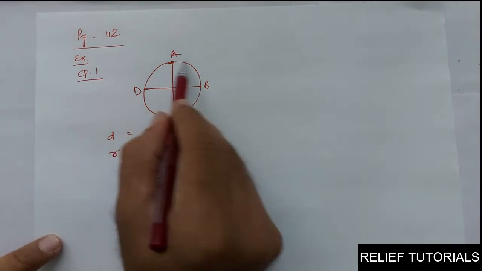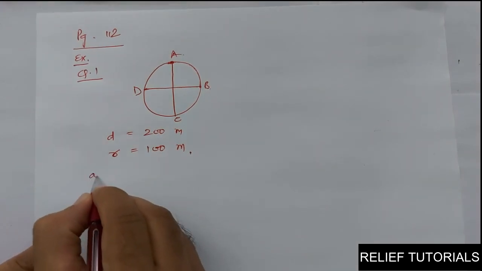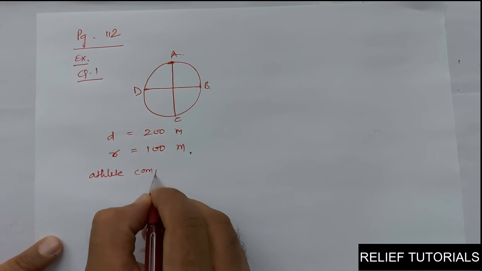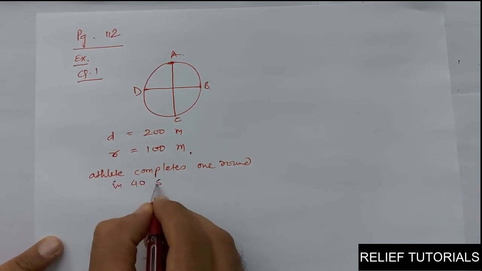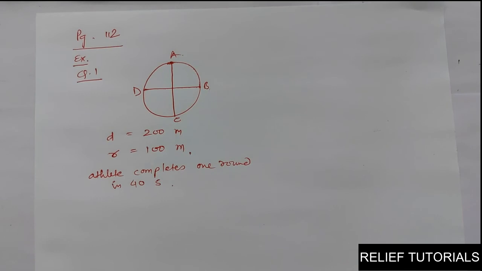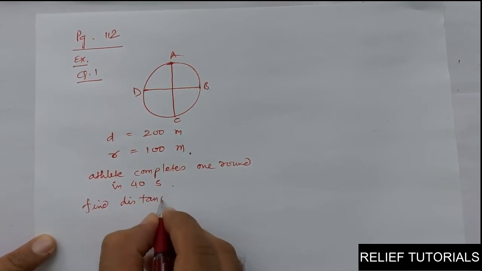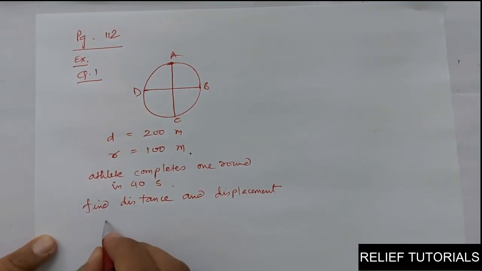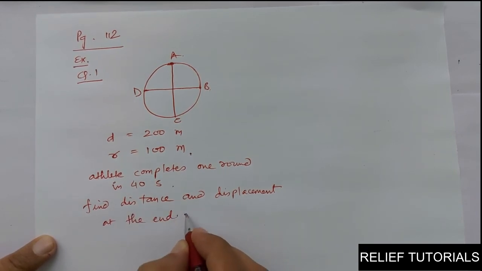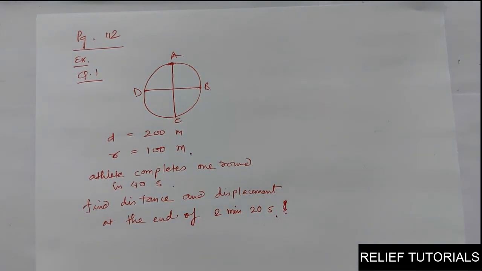Now the athlete completes one round in 40 seconds. So the question is, what will be the distance covered and the displacement? You have to find distance and displacement at the end of 2:20. I think it's the same as the farmer example.